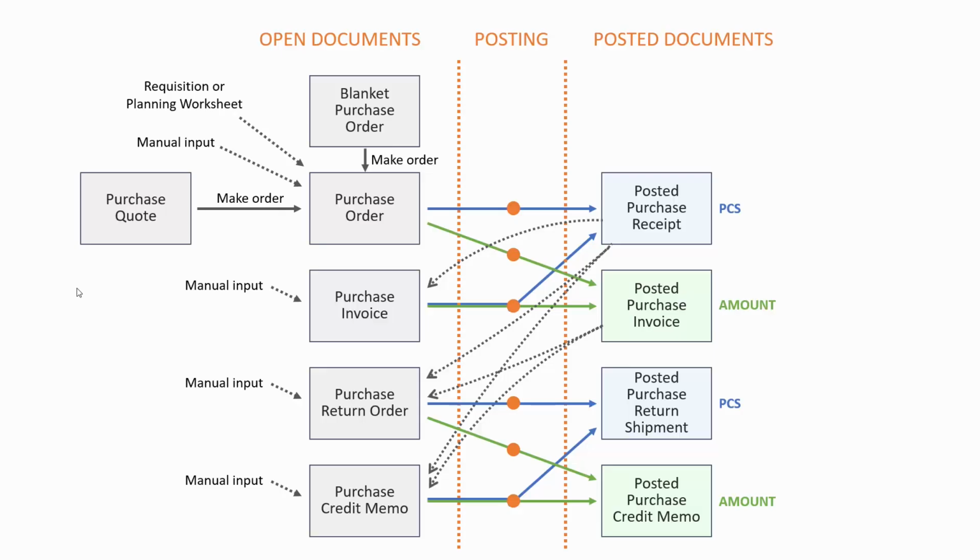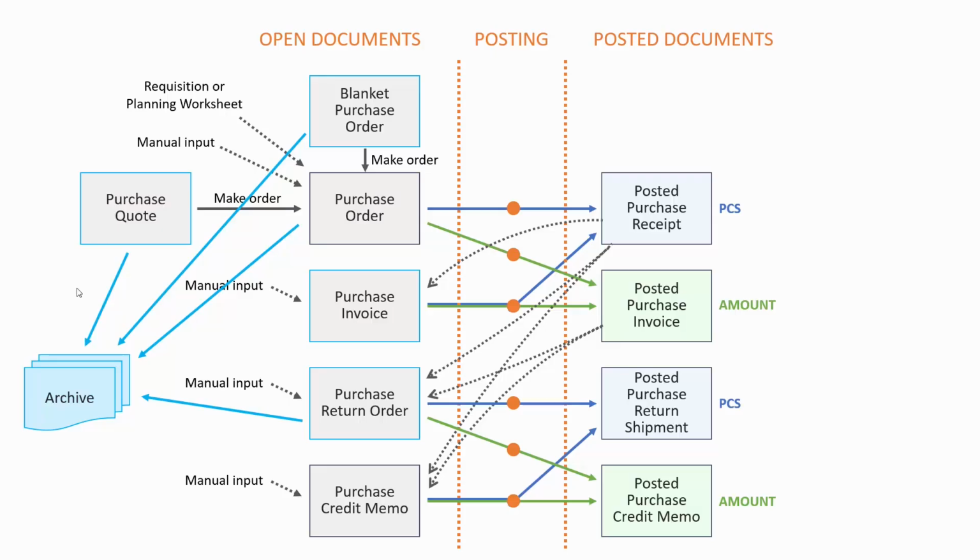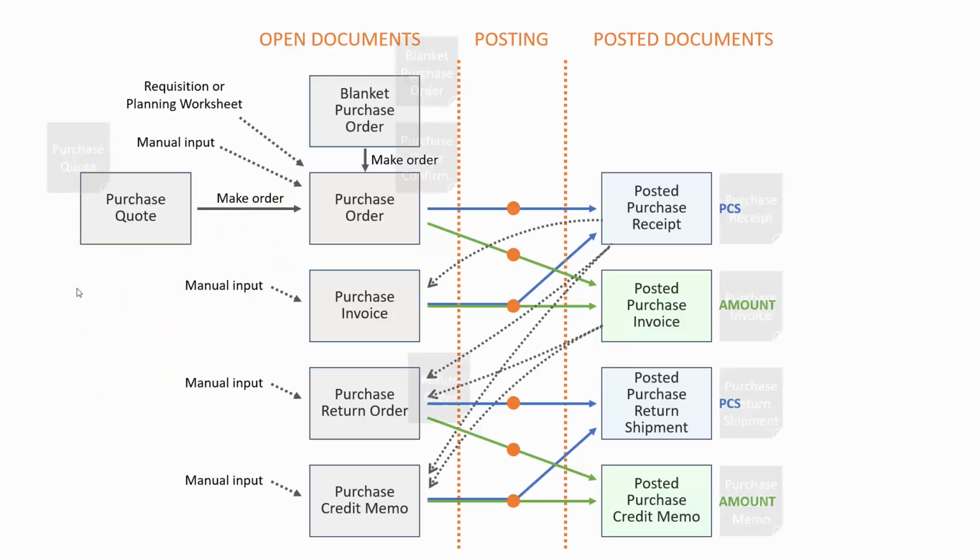posted in one go. There's an archiving functionality in the purchase setup table where you can select which document you want to archive. So even though the open documents are all deleted when they're done, the archiving functionality makes it possible to save the document's history. So normally all open documents are deleted when you post the remaining quantities and invoice.